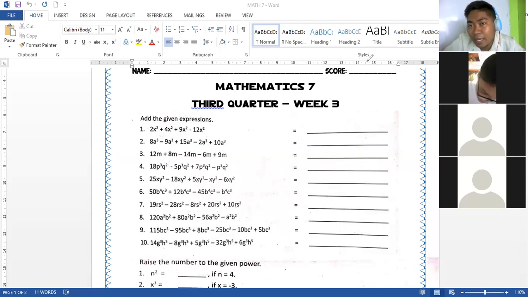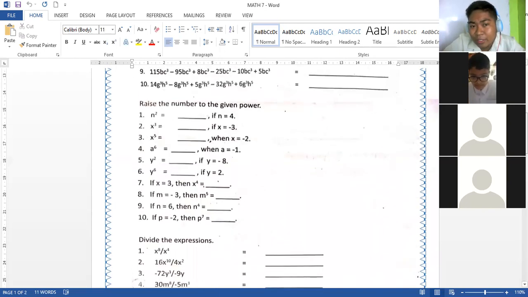Okay. So, i-add or subtract lang. How, sa kabila naman or sa baba niya, ito, raise the number to the given power. So, let's try to have an example. Kung paano nyo gagawin. So, if this is n raised to 2, if n is equal to 4, what would be the answer?